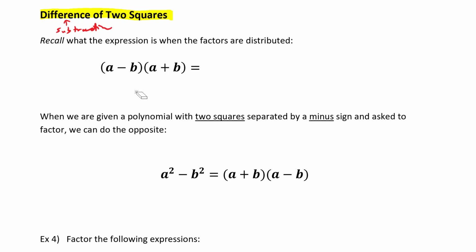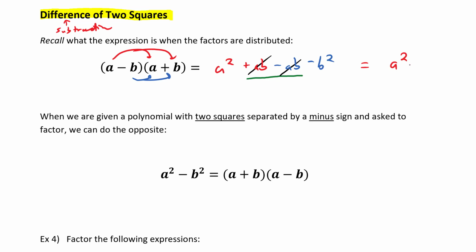Here we have (a minus b) times (a plus b). So let's distribute first of all, here and here. This gives me a squared plus ab. Then we'll distribute the negative b to the other values. This gives me minus ab minus b squared. Notice what happens. I have plus ab minus ab, so these cancel each other out. This then leaves me with a squared minus b squared.